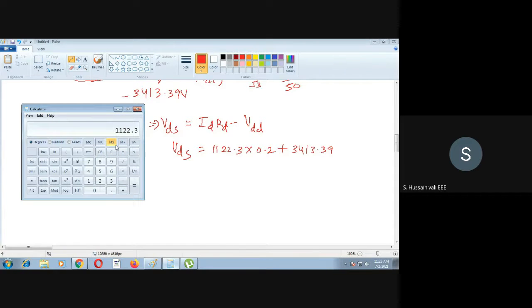1122.13 into 0.2 plus 3413.39 gives 3637.